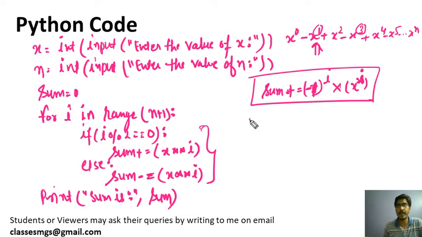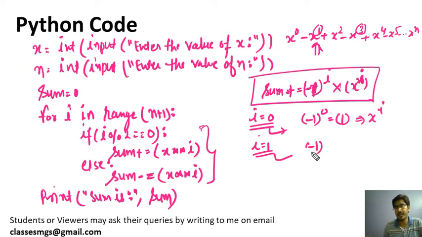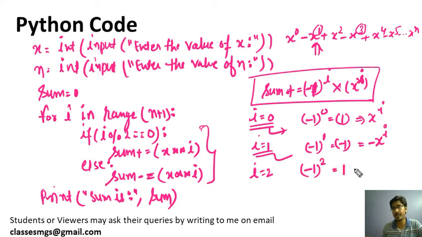So what will be the value of I? Let's suppose in case of I equals to 0, minus 1 raised to power 0 will become 1 and the whole term will become positive. In case of I equals to 1, minus 1 raised to power I will become negative and this whole term will be subtracted like this. So in case of I equals to 2, minus 1 raised to power 2 will become positive 1 and this whole term will get added.